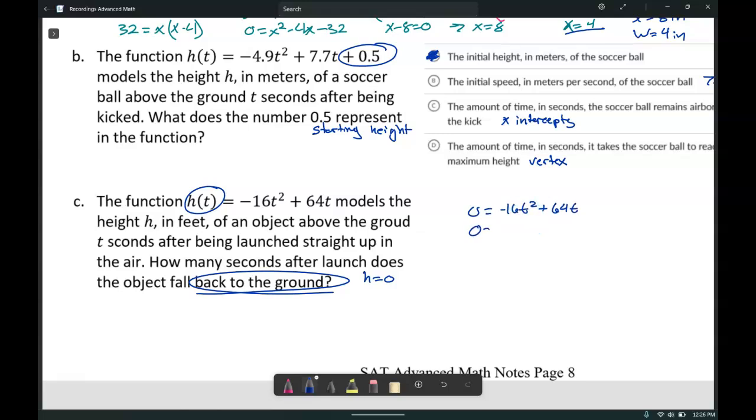So we have a GCF, negative 16t. That just makes factoring and solving a little bit easier. We're left with t minus 4. Well, we can solve both of these factors. Negative 16t equals 0, t minus 4 equals 0. This gives us time 0. That's where we started. And this gives us time 4, which means it took 4 seconds for it to fall back to the ground.